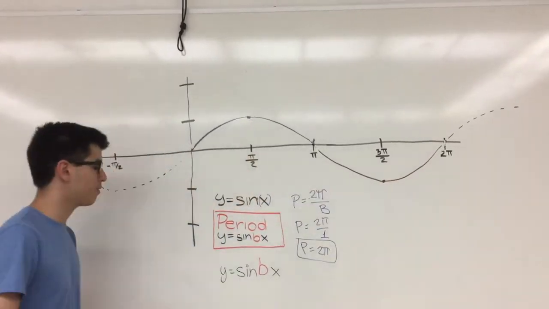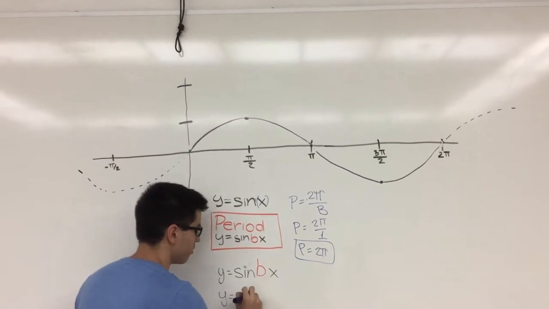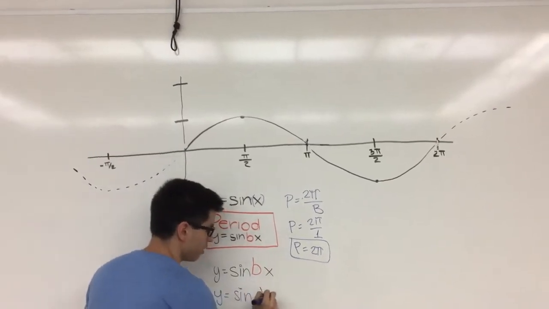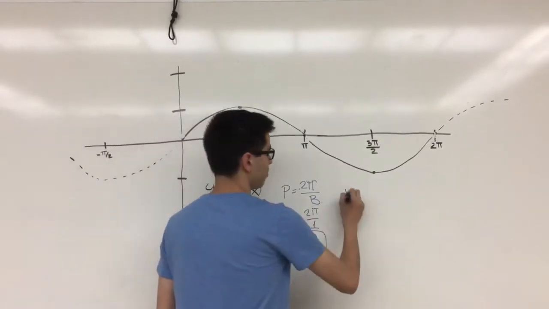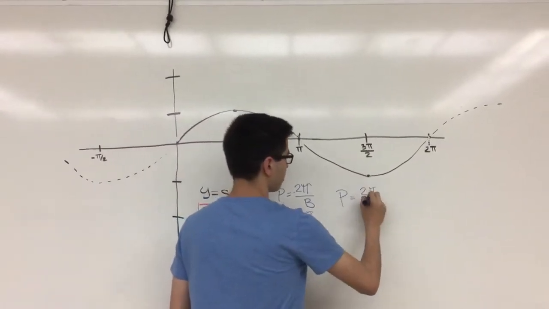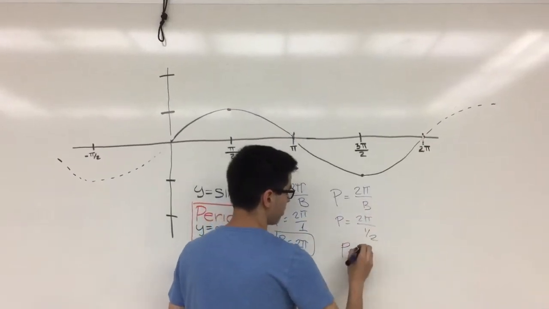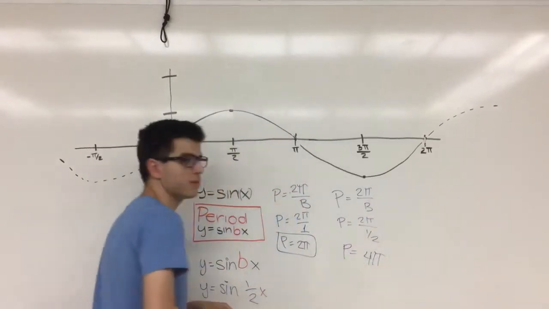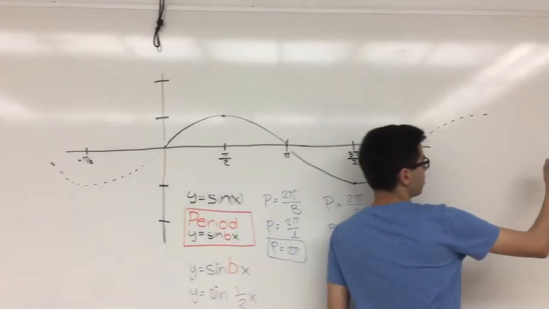If the sine function changes the letter b, the period will change as well. If the sine function has 1/2 x, we need to use this formula in order to get the new period: period equals 2 pi over b, period equals 2 pi over 1/2, and this gives us period equals 4 pi. This will mean that our new graph will have to go from 0 until 4 pi.